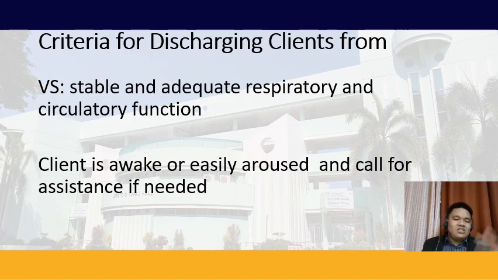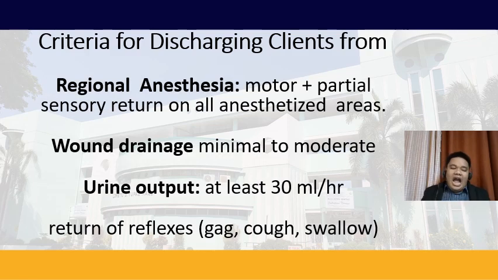Now, criteria for discharging the patients from the PACU. The patient needs to have stable vital signs, adequate respiratory and circulatory function. Also, the client is awake or easily aroused and can call for assistance if needed. Other than that, if your patient has had regional anesthesia, you need to check for the presence of motor function, meaning the patient is able to move, plus the partial sensory return on all anesthetized areas. So there should be movement, plus partial return of sensation on that part of the area which was previously anesthetized.